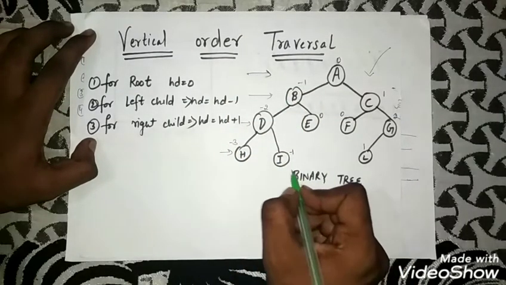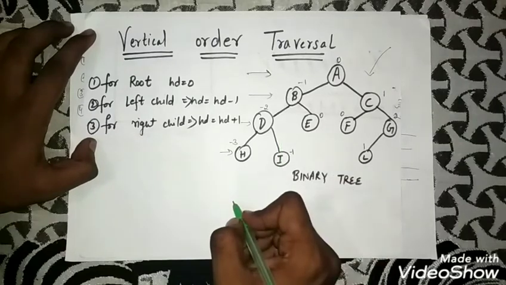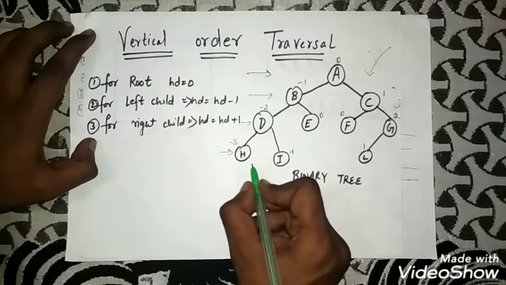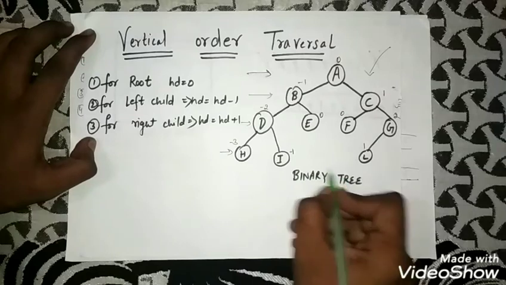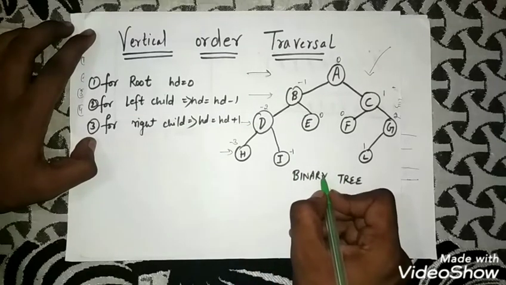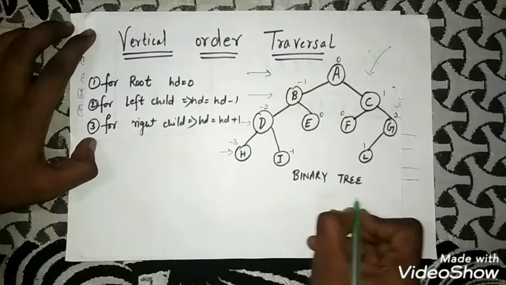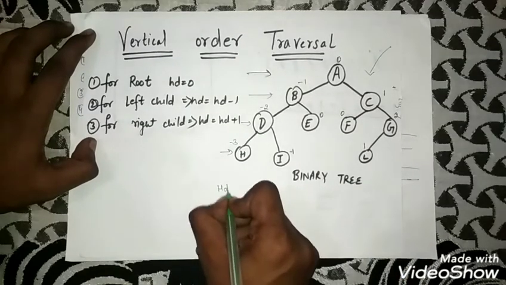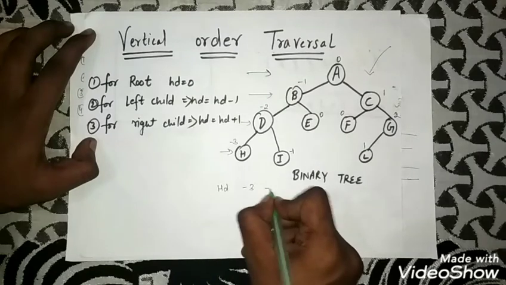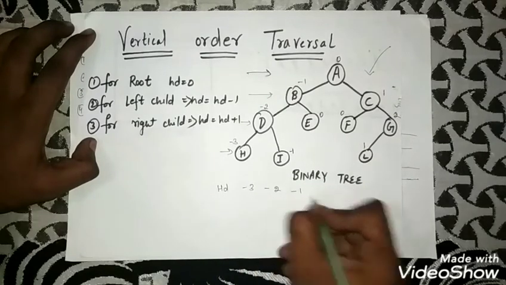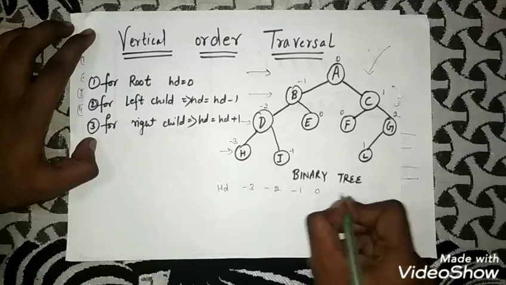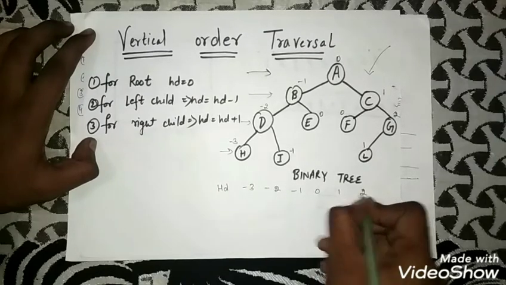Now what is the relation between the vertical lines and this horizontal distance? So the rule is, the nodes which have the same horizontal distance lie along the same vertical line. So let's plot the horizontal distance here. This is horizontal distance. We have minus 3, we have minus 2, we have minus 1 here, then we have 0, and then we have 1 and 2.